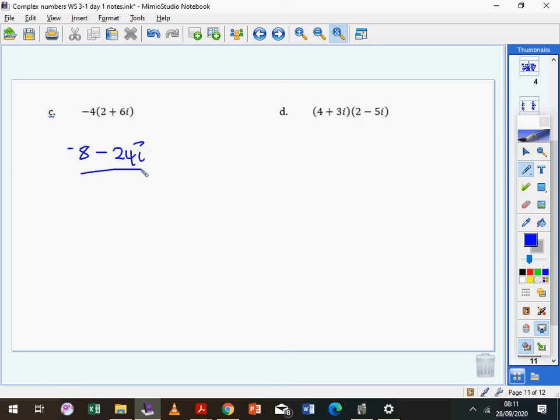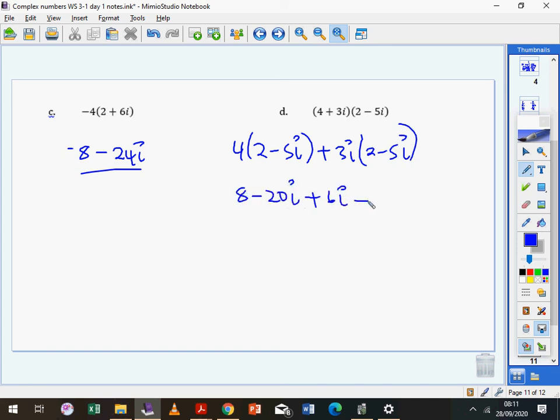Same thing here. I'm just going to use FOIL to work this out. So 4 plus 3i and 2 minus 5i is 4 into 2 minus 5i plus 3i into 2 minus 5i. Simplifying gives 8 minus 20i plus 6i minus 15i.